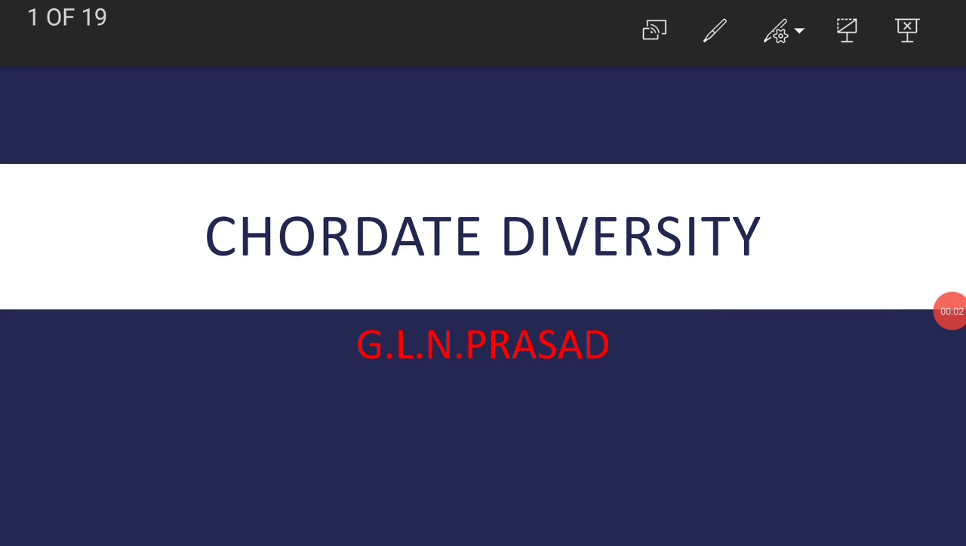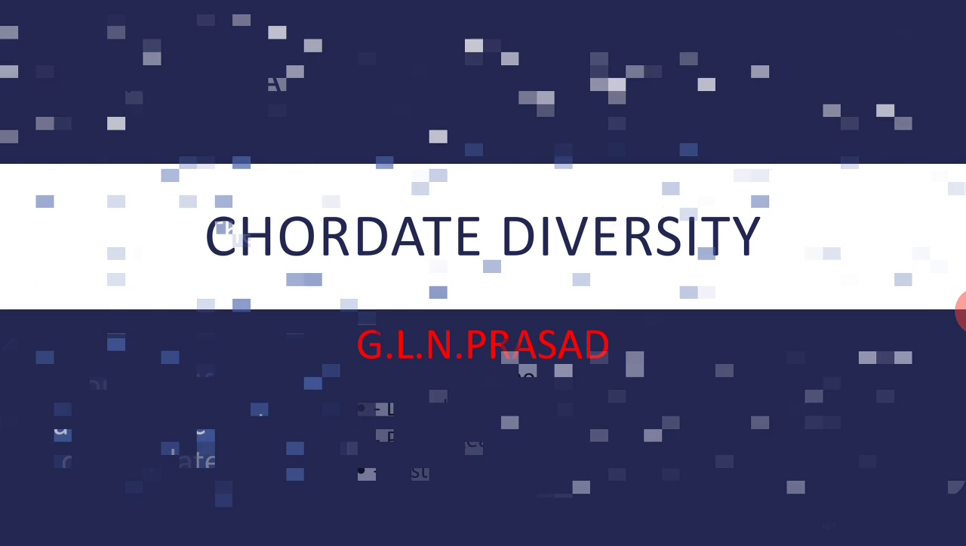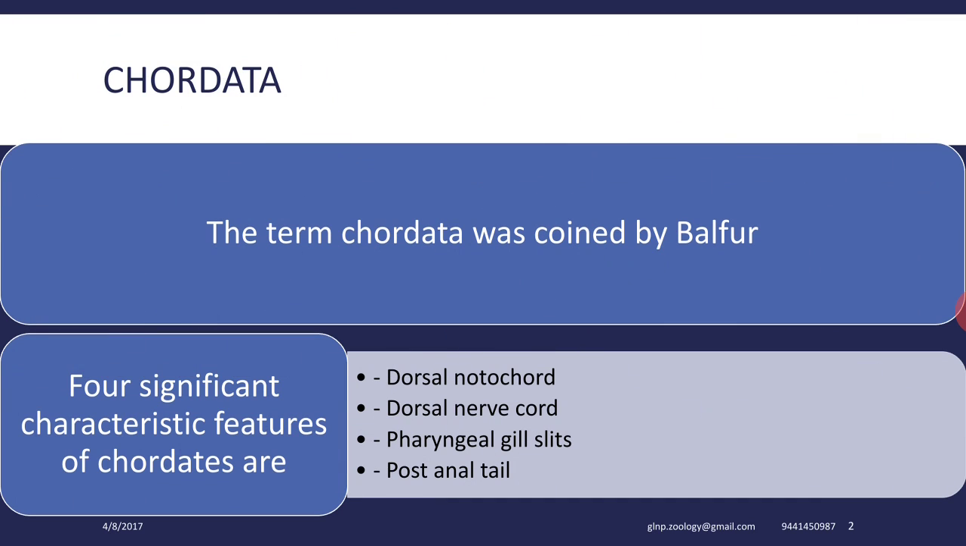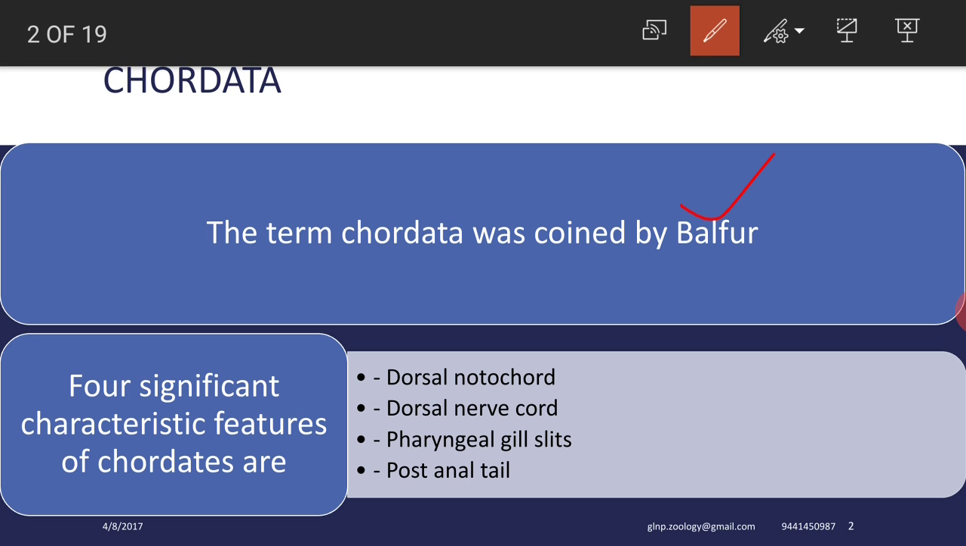My dear students, in this class, let us learn general characters of chordates and their classification. Animal kingdom is divided into two categories based on the presence of notochord or vertebral column. The animals which lack notochord or vertebral column are called non-chordates, and the animals that contain notochord or vertebral column are called chordates. The term chordata was coined by Balfour, and there are four significant characteristic features of chordates.